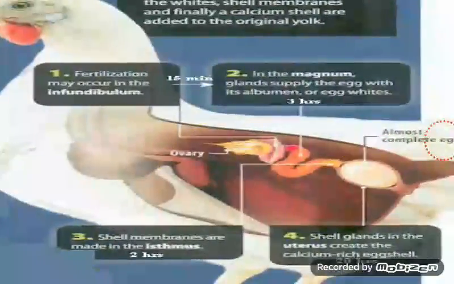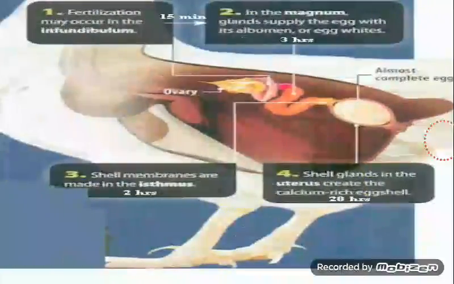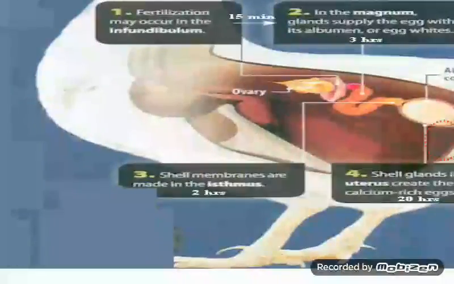Then it spends about 15 minutes there. Then in the magnum, glands supply the egg with its albumen or egg white. Then from there it moves into the uterus, where it creates calcium-rich eggshell. Then from there, sorry, that's not where it moves. It moves to the ischium. That's not so. You will see that in the next slide. Don't worry. So the egg moves to the ischium.